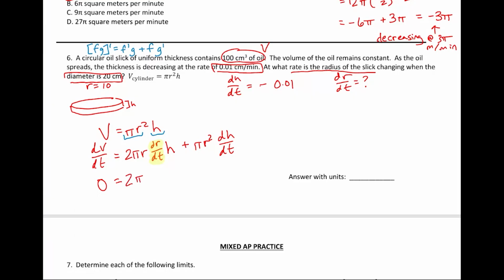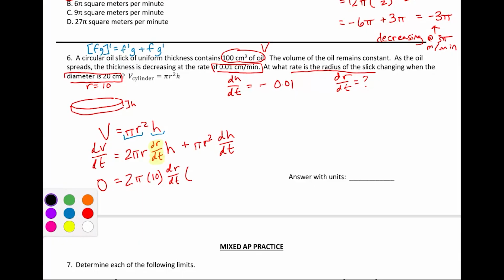The radius is changing. Okay, currently the radius is 10 because it said the diameter was 20. The dr/dt, that's what we're trying to solve for. The height, do we have the height? I don't think the height's given here, is it? Yeah, the height's not given, so we're going to have to find that out to the side.